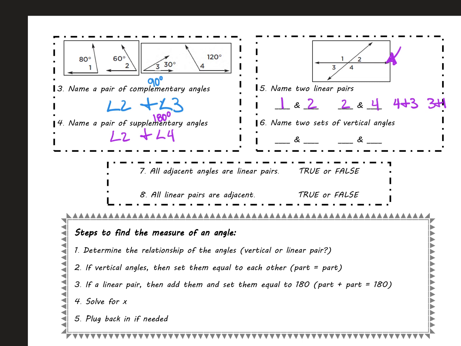Now it says to label 2 sets of vertical angles. So 2 and 3 because they're opposite of the vertex. And then 1 and 4.